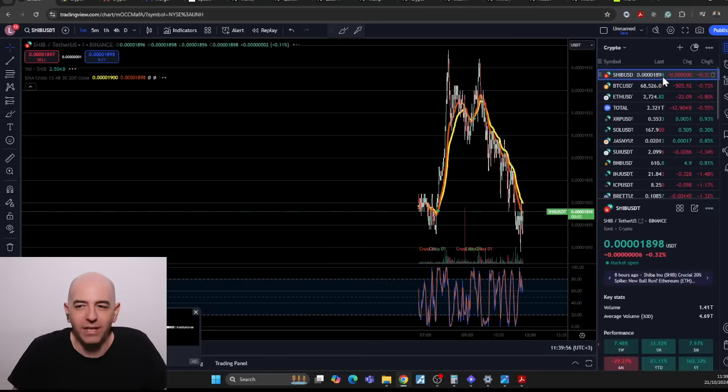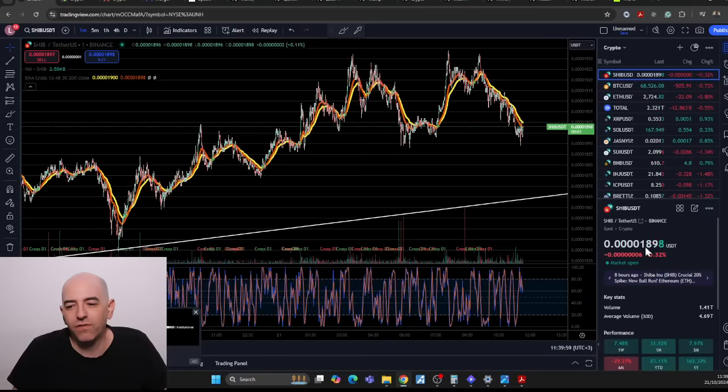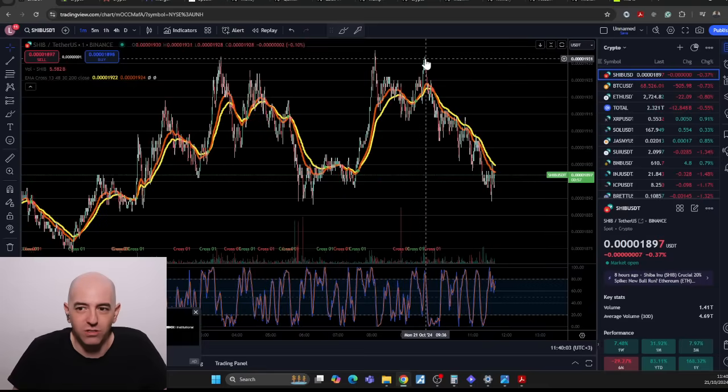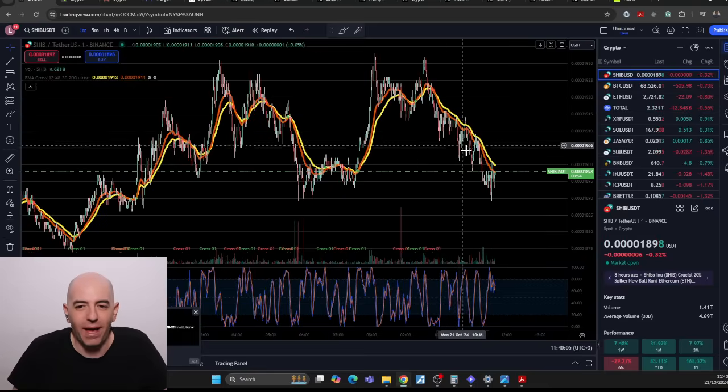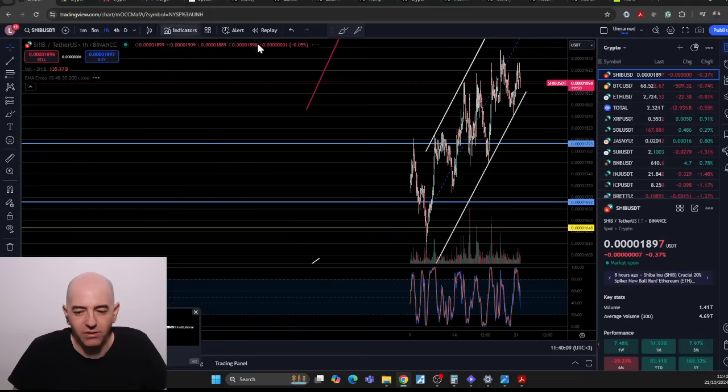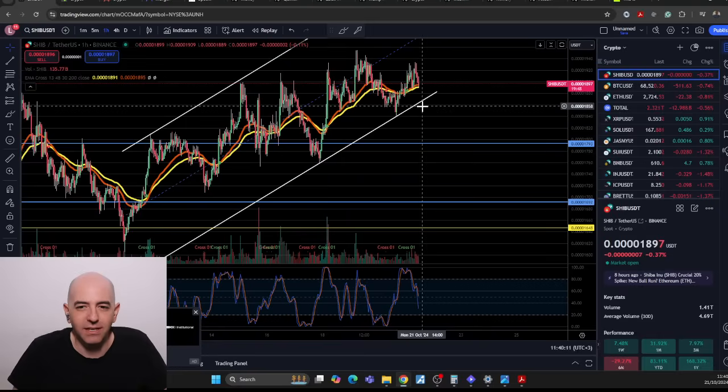Currently, Shiba Inu is sitting at 0.401898, down 0.32% on the day. And actually, it was already at 1930. But over the past hour or so, we have seen a little bit of a pullback here for Shiba Inu. Nothing too crazy. Shiba Inu is still riding.